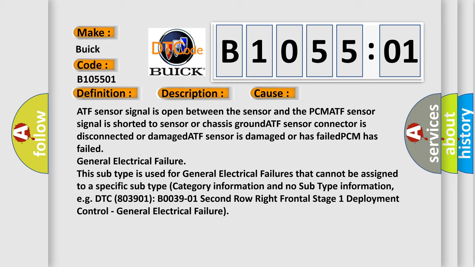General electrical failure. This subtype is used for general electrical failures that cannot be assigned to a specific subtype category, with no subtype information, e.g. DTC B003901, second row right frontal stage 1 deployment control, general electrical failure.